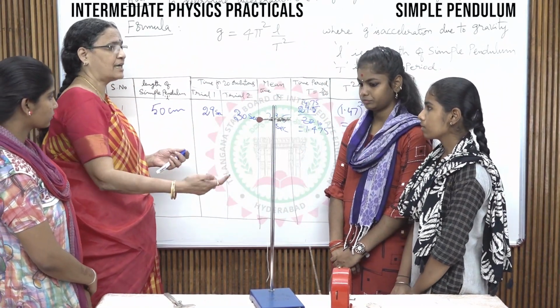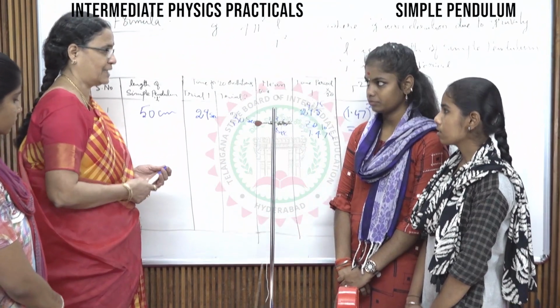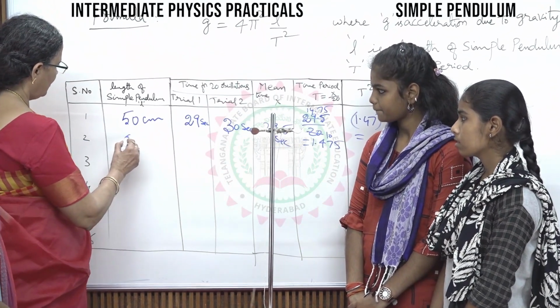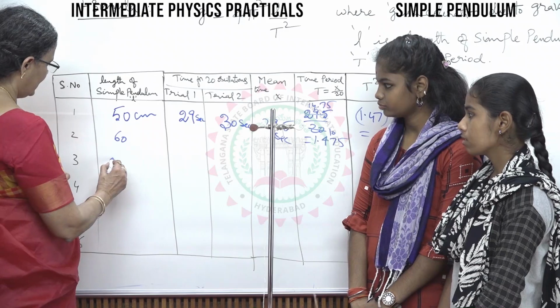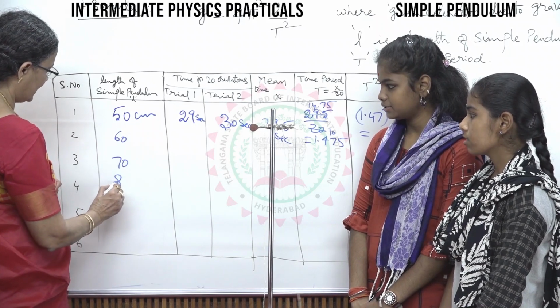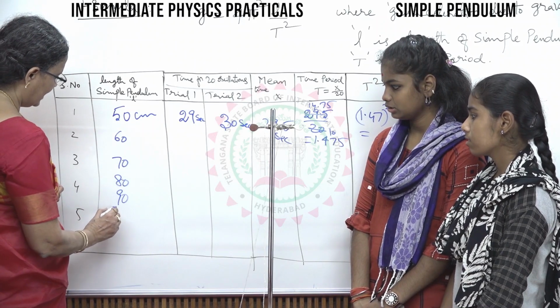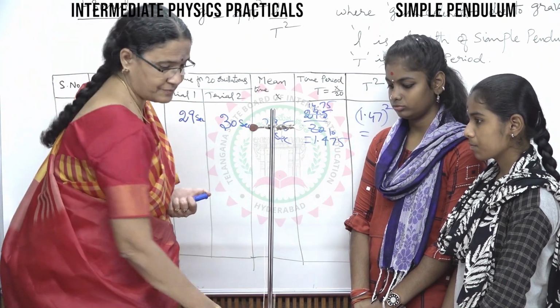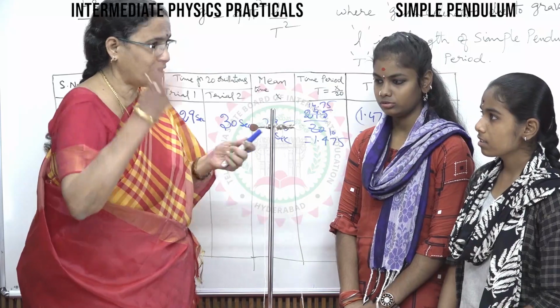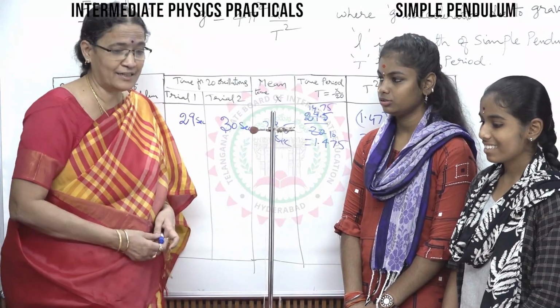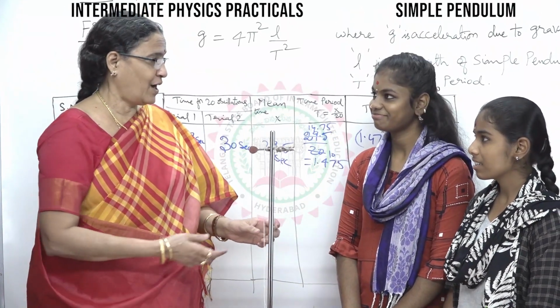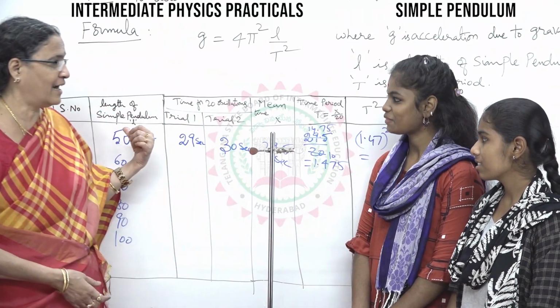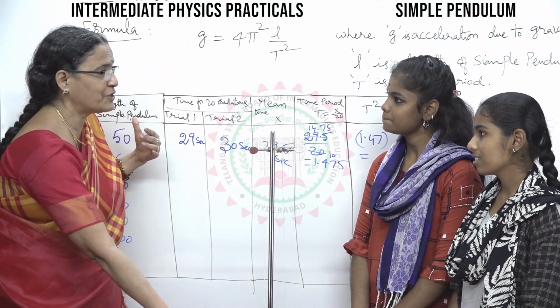You are going to increase the length in steps of 10 centimeters. So like that, we are going to do for 60, 70, 80, 90, 100. 100. This is a meter scale. How do you measure 100? Students often ask, Madam, there are only 100 centimeters. If you have to keep your length 100, how much is the total length you should take?